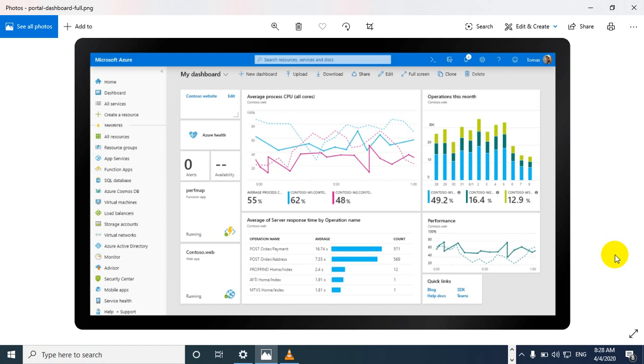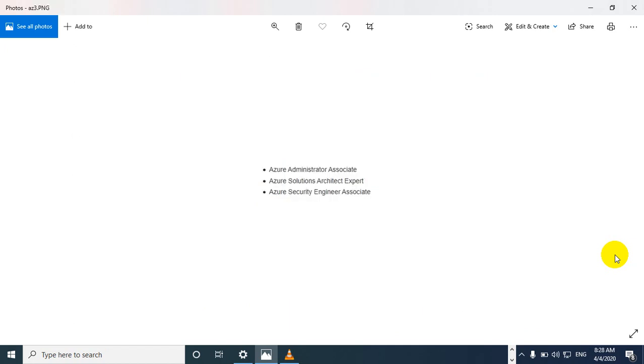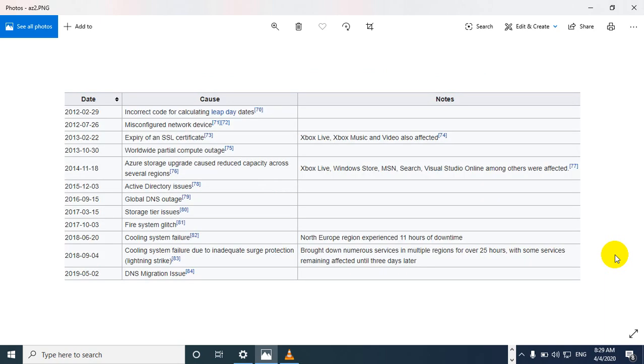Coming to certification, there are Azure Administrator Associate, Azure Solutions Architect Expert, and Azure Security Engineer Associate. These are all three certifications to gain expertise in Azure. And also Azure outages in different years. So let us check that.